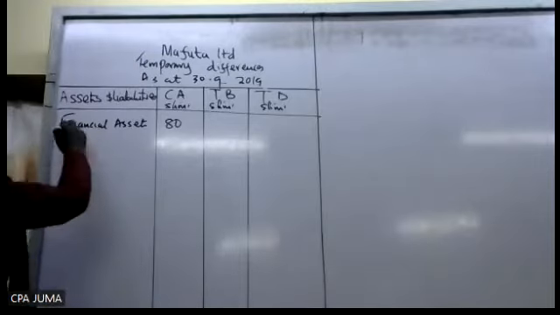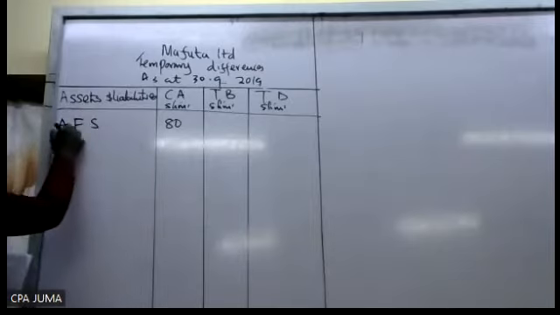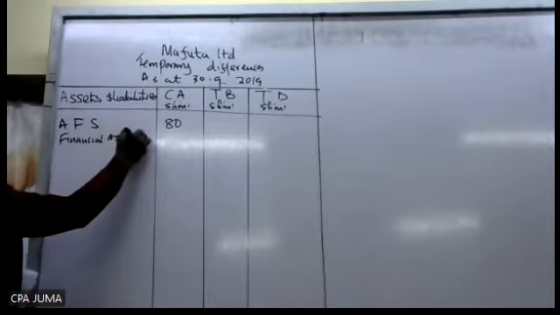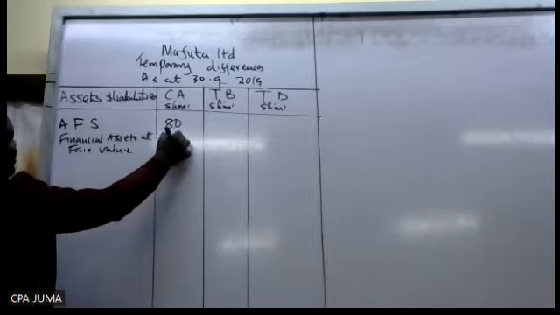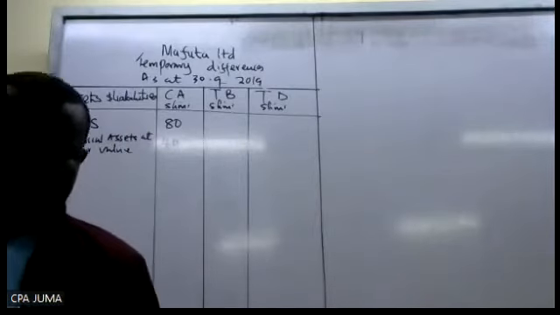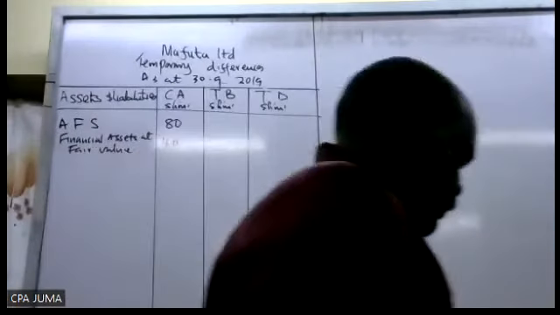There's another one. So this one was supposed to be AFS, available for sale financial assets. Then there is financial assets at fair value. There are 2 of them, with a carrying amount of how much? 40. There was available for sale financial assets and financial assets at fair value. The first one, they are always long term. These ones are short term.